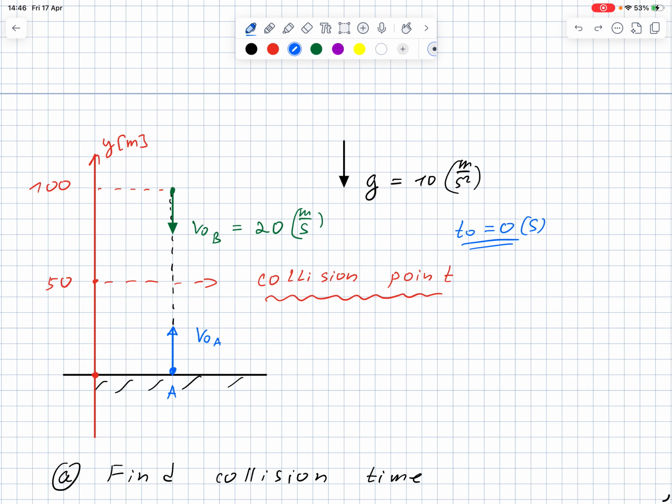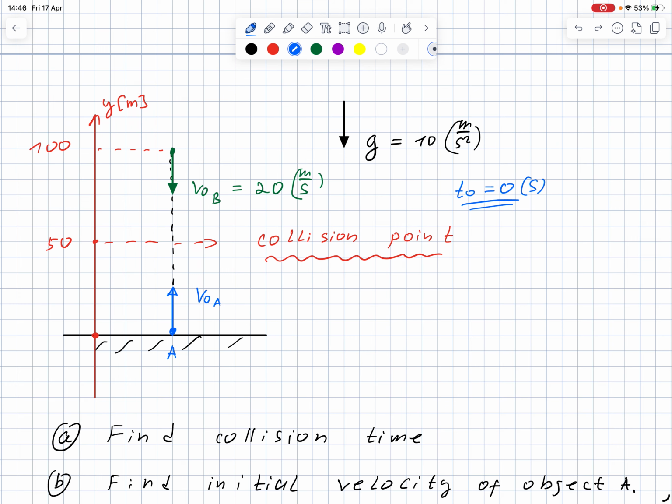Also, we know that those two objects will collide at this collision point when height is 50 meters above the ground. That's all I know. Of course, I know the acceleration g equals 10 meters per second square. Now, what we have to find? Part A, find collision time, and B, find initial velocity of object A.